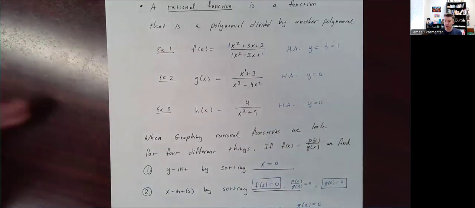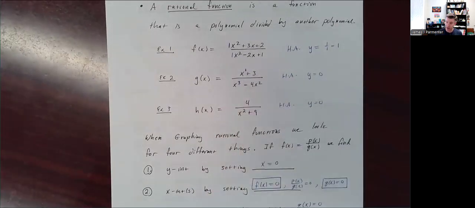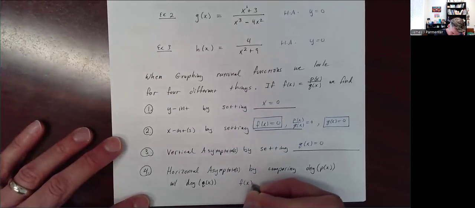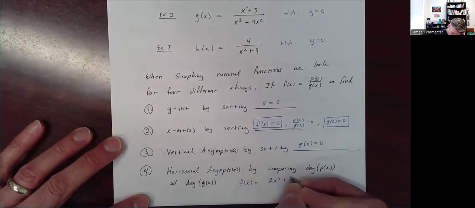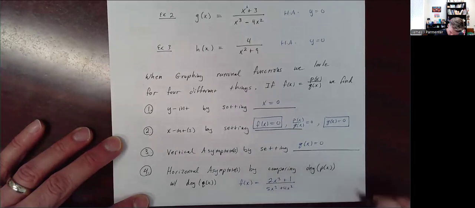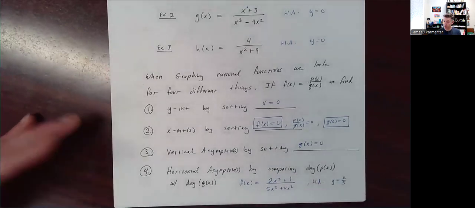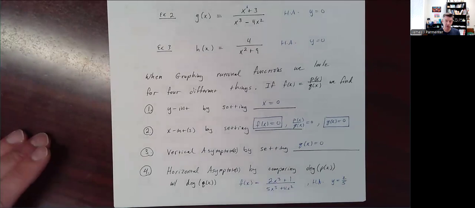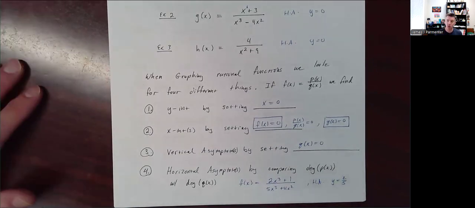So if the degree of the top polynomial is the same as the degree of the bottom polynomial, then we look at the quotient or fraction of the leading coefficients. So just giving you one more example here, if your function was, say, f of x equal to 2x cubed plus 1 over 5x cubed plus 4x squared, then the horizontal asymptote would be y equal to 2/5, because the degree on top and the degree on the bottom are both 3, and so the horizontal asymptote is the quotient or fraction of those leading coefficients, 2 over 5. And then we'll talk more about how that looks when we graph these next few ones.